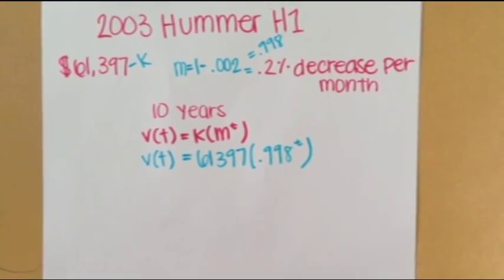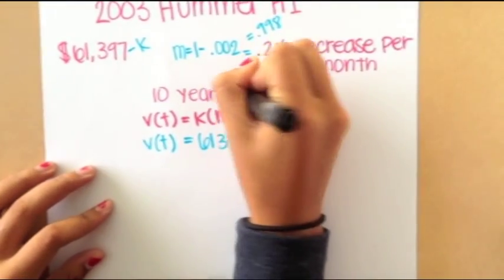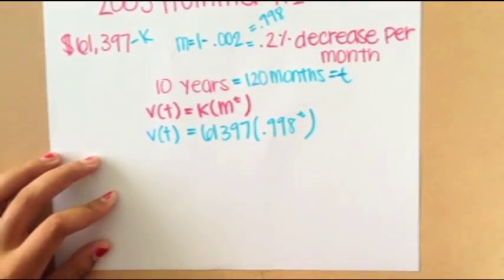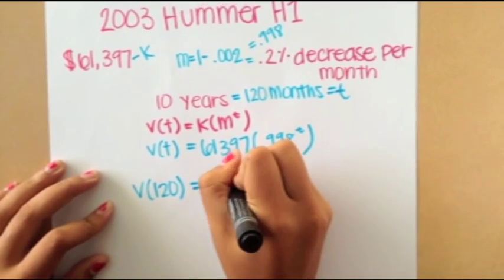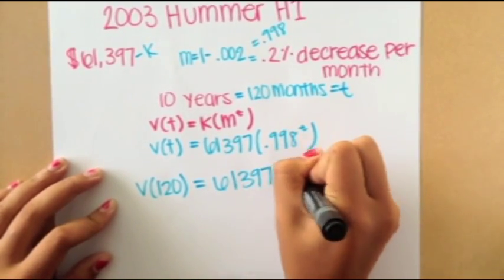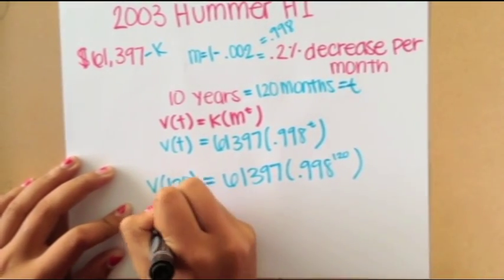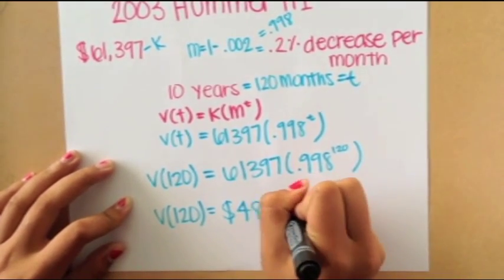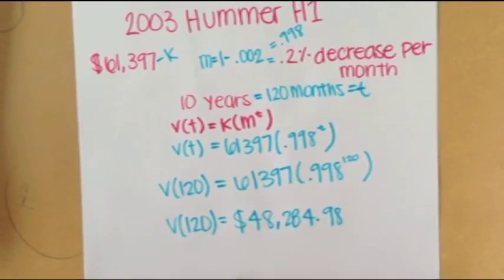And now we want to turn the 10 years into months because our multiplier is in months. So 10 years is equal to 120 months, and that is our t. So to find V of 120, we just plug it in, and we get this equation. And now you plug that into your calculator, and you should get $48,284.98. And that is how much Jesse's car will be worth in 10 years.